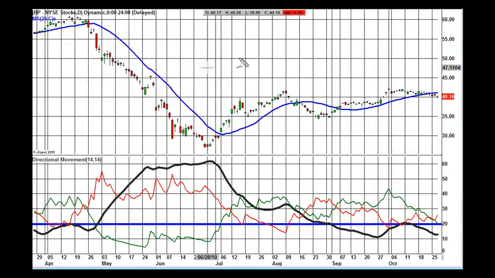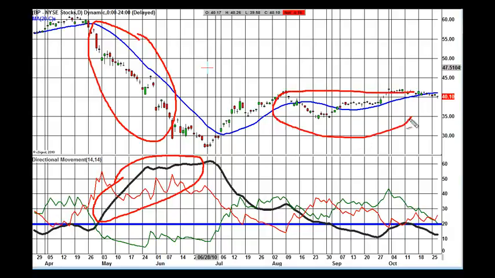Now let's look at a chart of BP, British Petroleum. The stock here is trending down, and you can clearly see the ADX rising sharply here, well above 20. Then you have choppy trading here, and down here you can clearly see ADX hovering below 20.